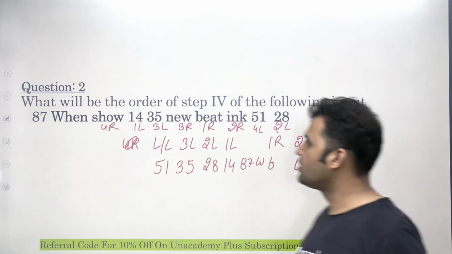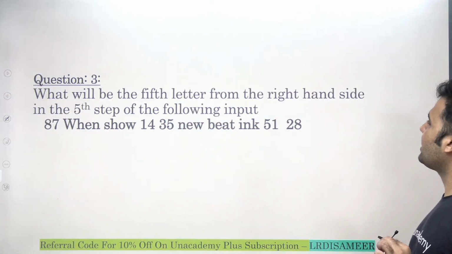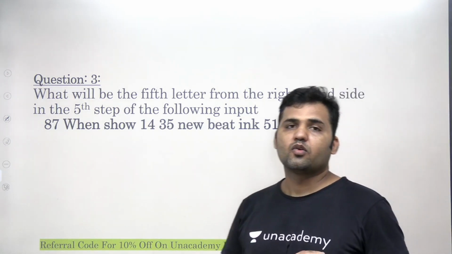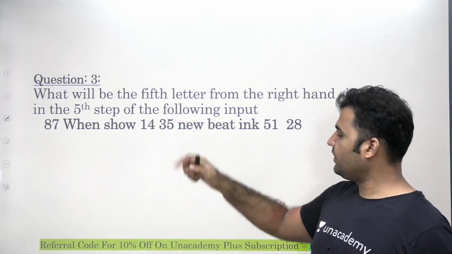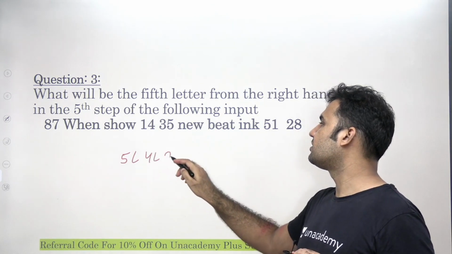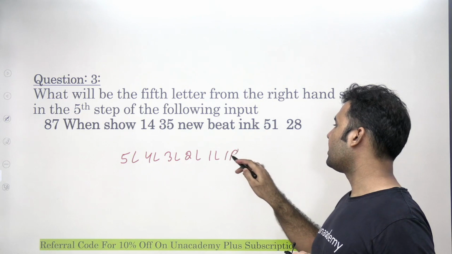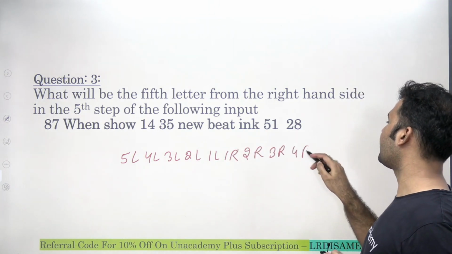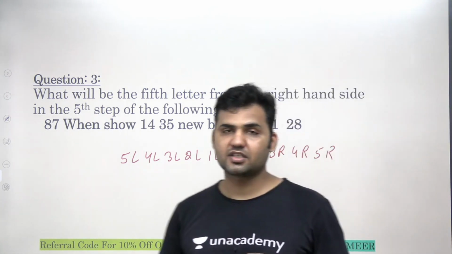Now let's do one more question on the set. What will be the fifth letter from the right hand side in the fifth step of the following input? Now, fifth letter from the right hand side. In the fifth step, I know that the complete arrangement will be 5L, 4L, 3L, 2L, 1L, and then finally you will have 1R, 2R, 3R, 4R, and 5R. Right? This is something I can observe from the instruction itself.